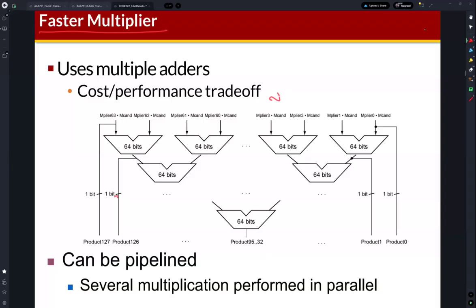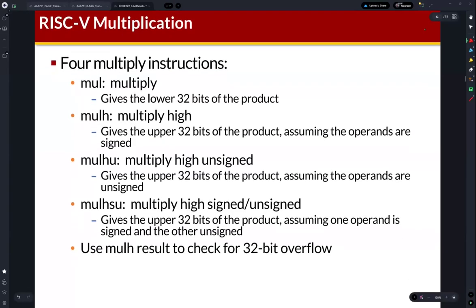But even though we use this fast multiplier, it includes many adders, right? So normally the multiplier consumes more cycles than adders, because the hardware is more complex. RISC-V supports several instructions for multiplication: MUL, MULH, MULHU, and MULHSU.